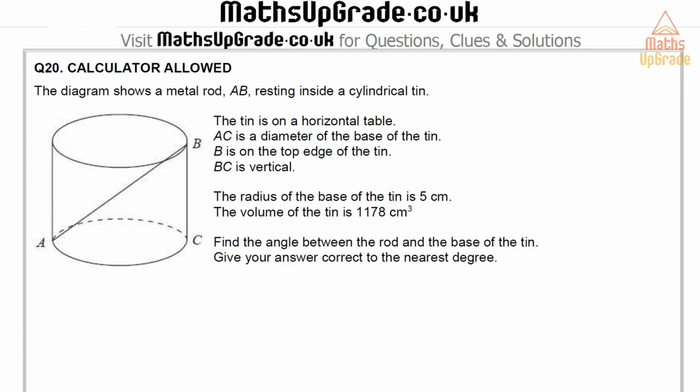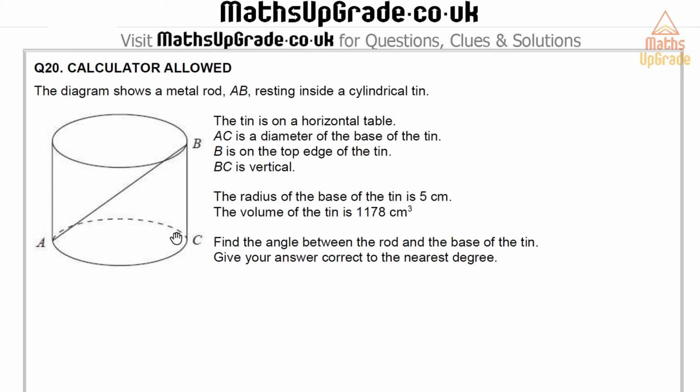Question 20. I'm told that I've got a metal rod AB which is resting inside a cylindrical tin. The tin is on a horizontal table. AC is the diameter of the base of the tin. B is on the top edge of the tin. BC is vertical. The radius of the base of the tin is 5 centimeters. The volume of the tin is 1178 centimeters cubed. Find the angle between the rod and the base of the tin, giving your answer to the nearest degree.